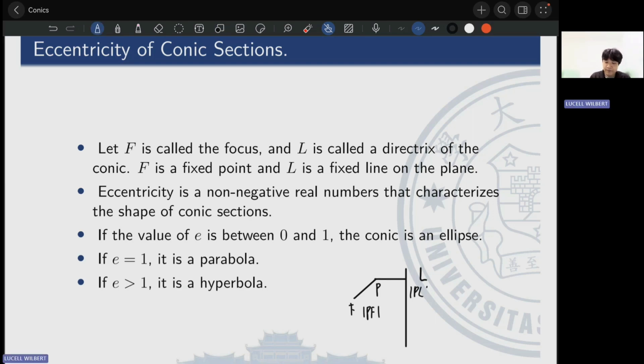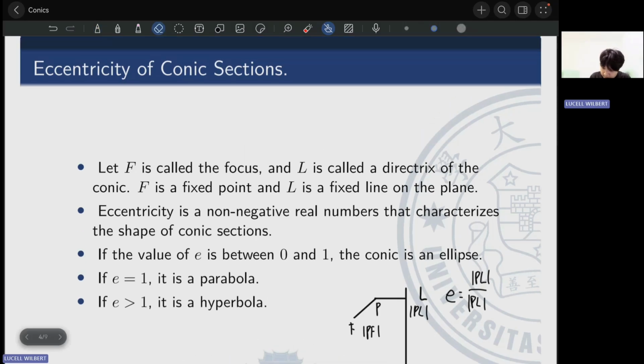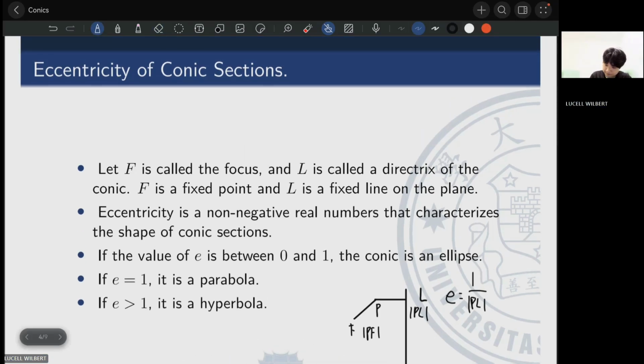This is PL. And that is the eccentricity, where the eccentricity is the ratio of PF to PL, or we can say the distance from the point P to the focus over the distance from the point P to the line, the directrix. I'm sorry, this is PF right here. And this eccentricity represents the shape of the conics.